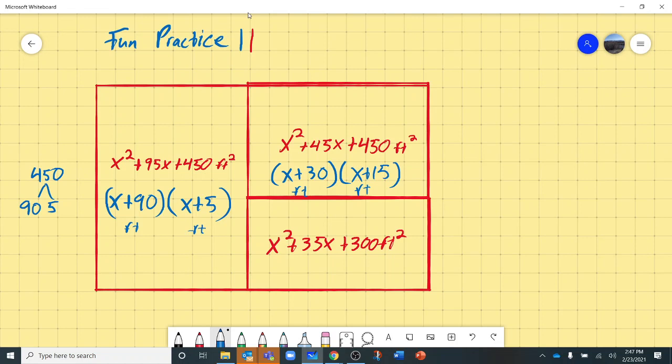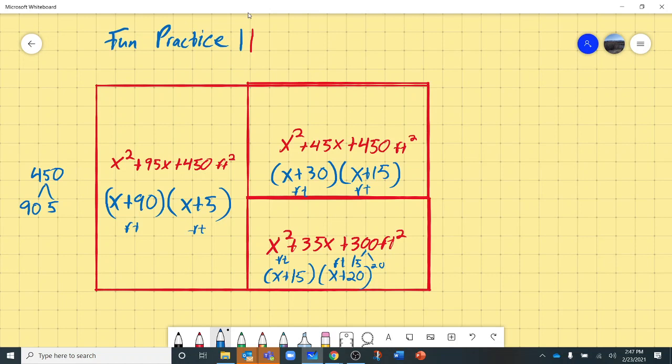And then the last one, we have 300 and we have 35. So what are numbers that would work? 30 times 10 is 300, but 30 plus 10 is not 35, that's 40. How about 15 times 20? 15 times 20 is 300, and 15 plus 20 is 35. So x plus 15 times x plus 20. Okay, so there are our dimensions.